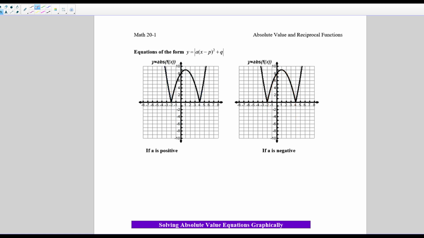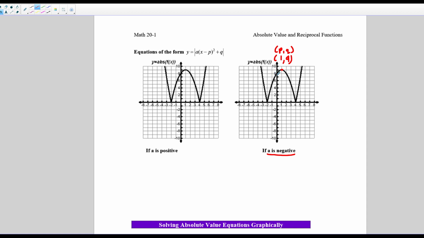I'm going to start off this example with the negative a value. And the reason why I want to do that is just so we can highlight where the vertex is first for this example. So first off, let's label our vertex. Our vertex we know is p, q. So in this case, it's going to be 1, 9. So p is 1 and q is 9.